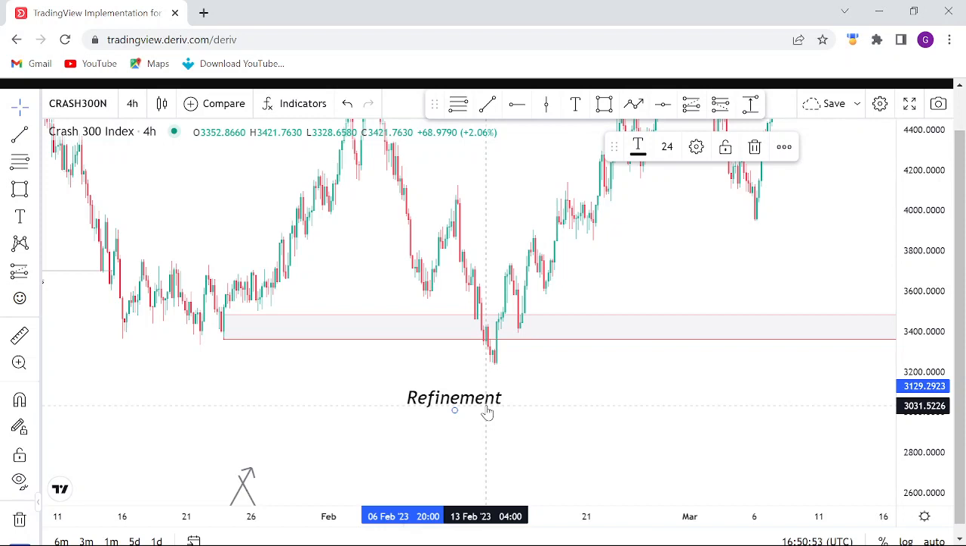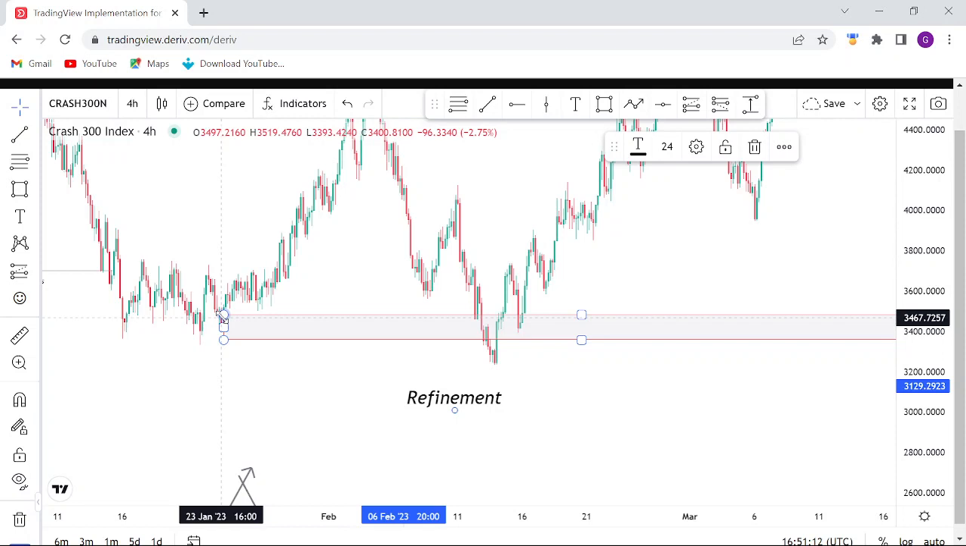For example, you can even use it this way: probably you are on a higher time frame and the order block is too big. So you move to your smaller time frame to look for another order block that will make it smaller.